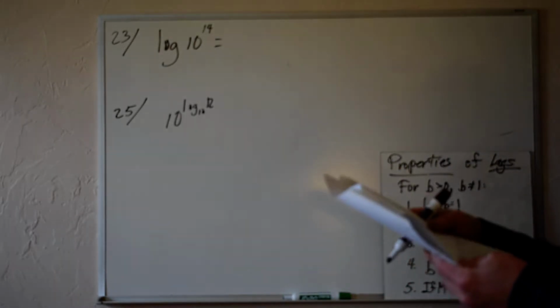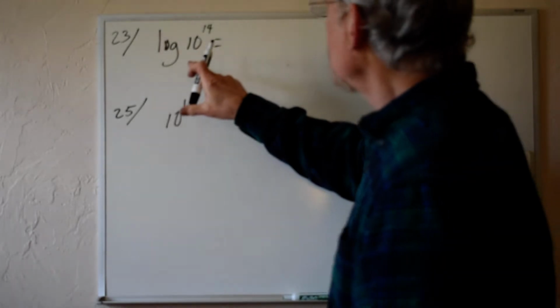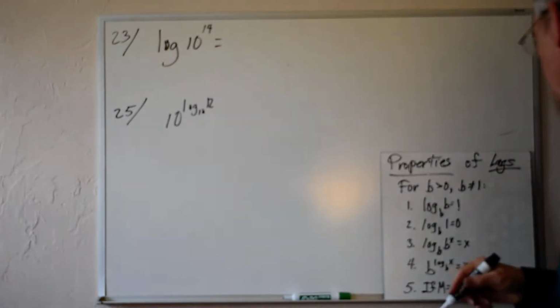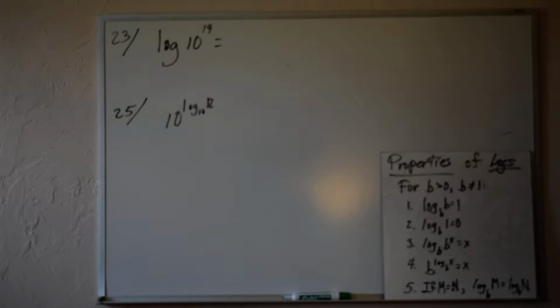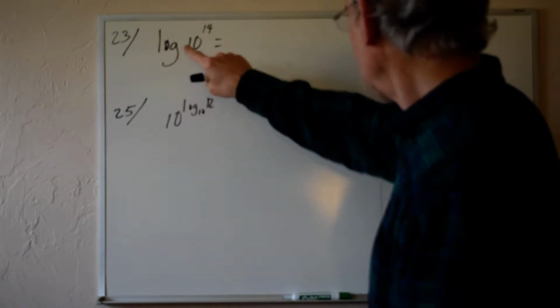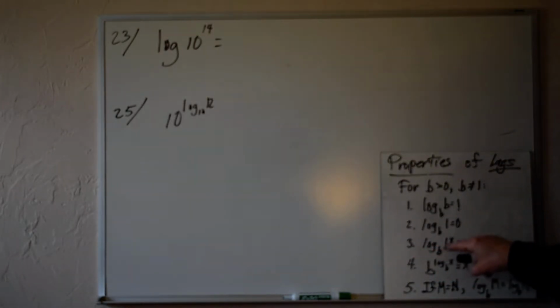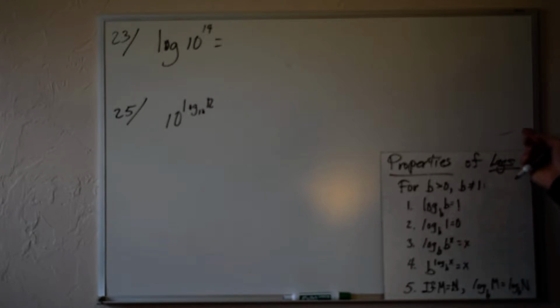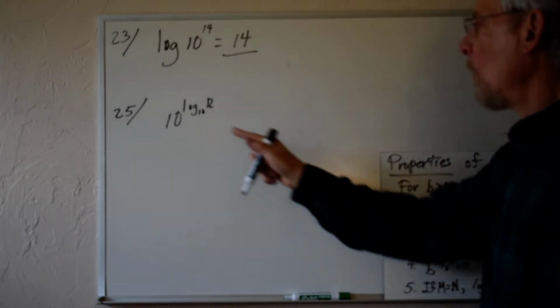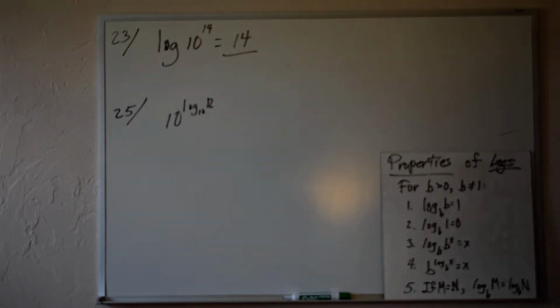In number 23, we're asked to evaluate or simplify log of 10 raised to the 14th power. And you should be able to identify that is a case of property number 3, right? Because we have the invisible 10 here as the base. This is a common log. Property 3 says that when the base of the log equals the base of the exponential expression, the answer is just the exponent, 14.